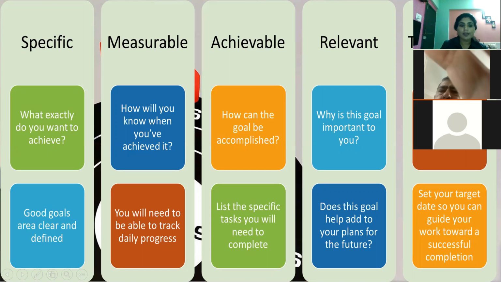So specific, you need to exactly know what you want to achieve in your life. You need to have that clarity, well defined clarity of your goal. Measurable, how you will actually know that you have achieved it. So you should measure it.